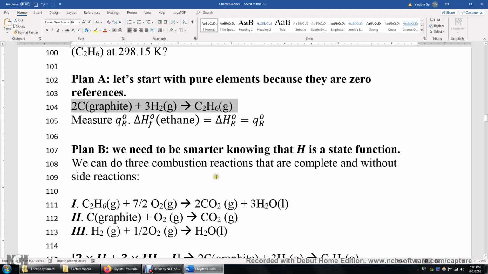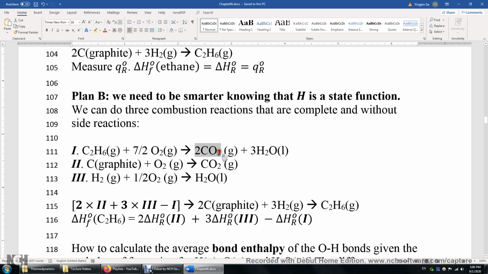We're going to use ethane to react with oxygen to produce CO2 and H2O. In this case, ethane is on the left-hand side. But also, we can combust carbon and hydrogen, so that by combining these three reactions, we will be able to get the enthalpy of formation for ethane. So if you look at the three reactions, 2 times reaction 2 plus 3 times reaction 3 minus 1 times reaction 1, that will put this ethane on the right-hand side with the negative sign. And then we get this target reaction.